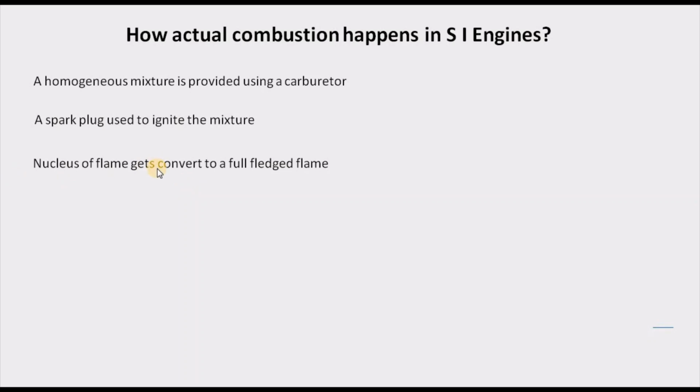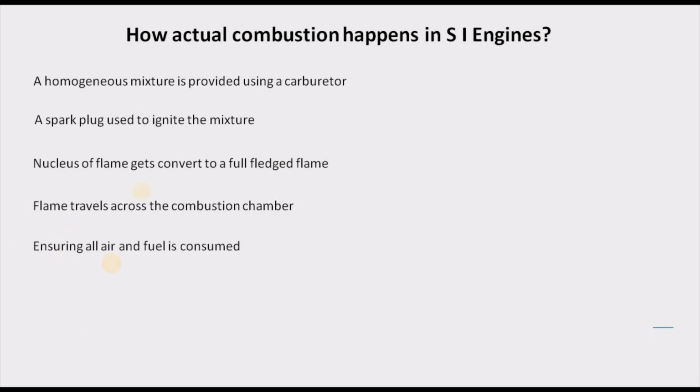Due to that particular spark, the region in which the spark has been initiated, the fuel is going to burn, and a nucleus of flame is going to form, which is then supposed to be converted into a full-fledged flame. And this flame is supposed to travel across the combustion chamber, consuming all the mixture. This flame is supposed to ensure that all the fuel and the air is utilized, and this is how the combustion happens.